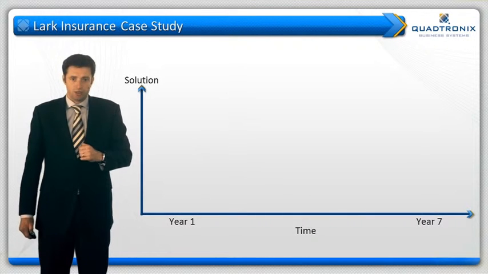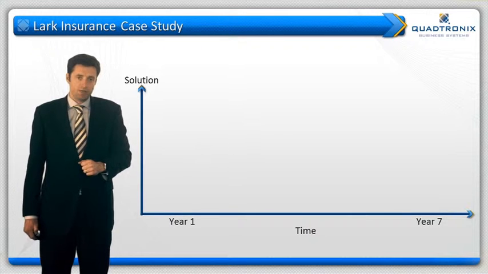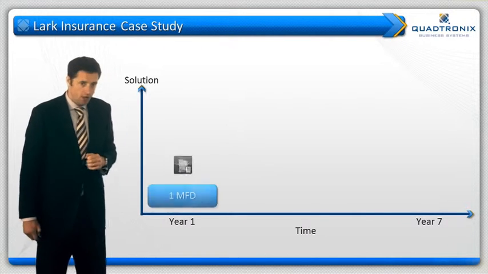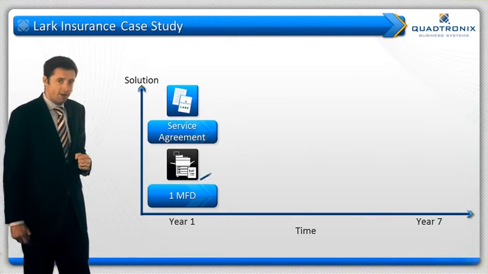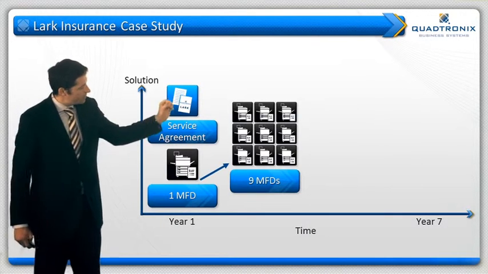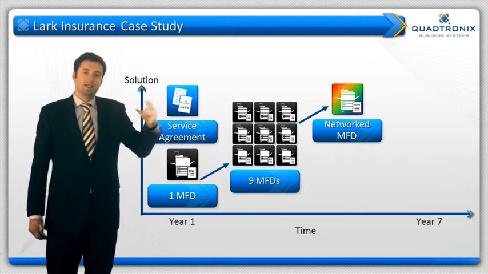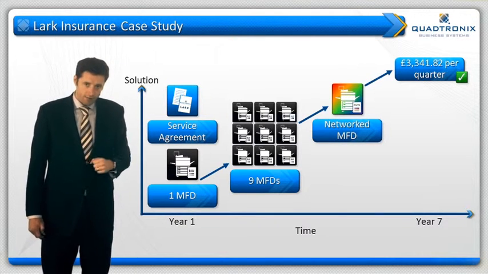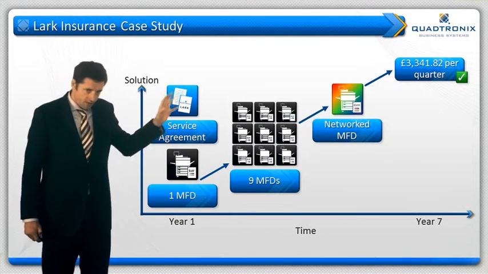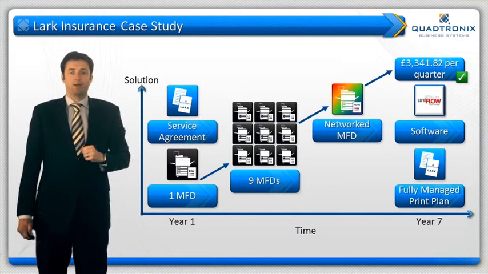And here's a case study to show how a solution over time delivered real total cost of ownership savings to a client of ours, Lark Insurance. So in year 1, it was a single MFD with a service agreement to support that MFD. Over time, their business grew and it became a 9 MFD contract. Then we moved into networked MFDs, and that delivered a saving of nearly £3,500 per quarter because those networked MFDs were supported by software and a fully managed print plan.